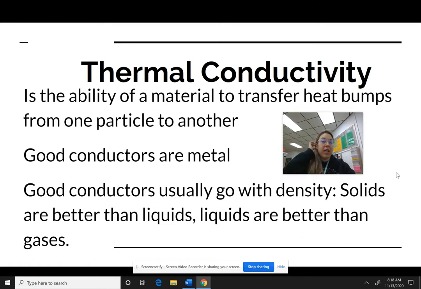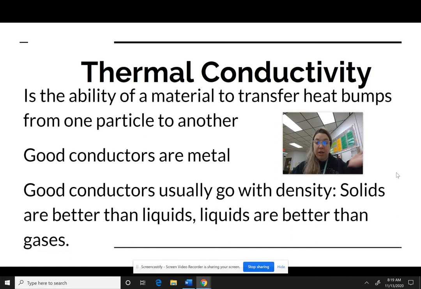All right, thermal conductivity. Basically, it's the ability for material to transfer heat. So the particles are bumping into each other. We talked about the particles and where they were when we were discussing matter. I said a lot of times that it will refer back to the way that matter is set up. So good conductors are usually the same as density.